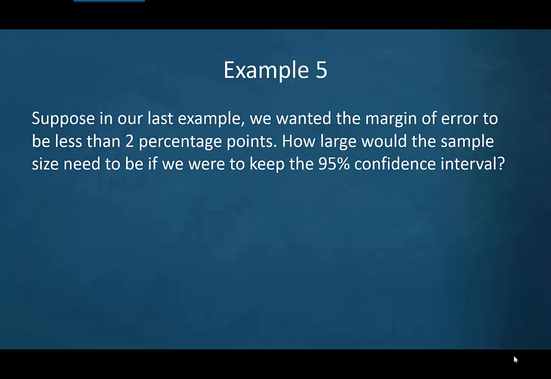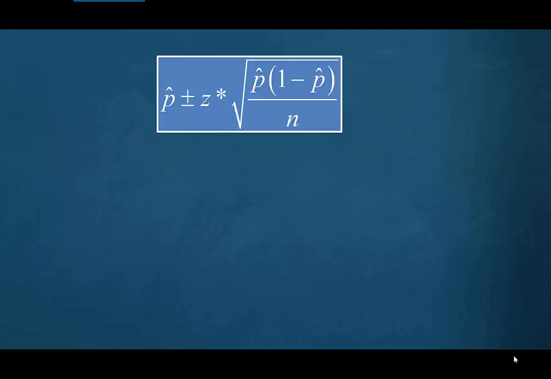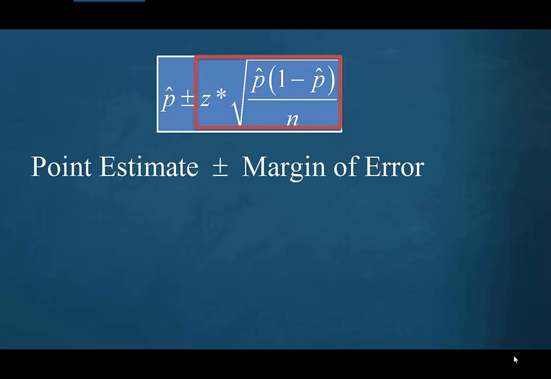Example 5. Suppose in our last example we wanted the margin of error to be less than 2 percentage points. How large would the sample size need to be if we wanted to keep the 95% confidence interval? So recall the formula we used to construct a confidence interval about a proportion. It's given in the form point estimate plus or minus the margin of error. And there's that margin of error term to the right of the plus minus.